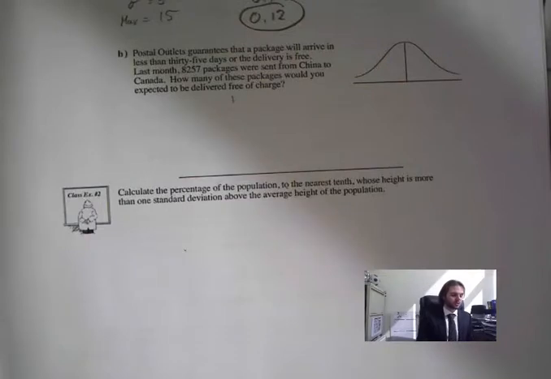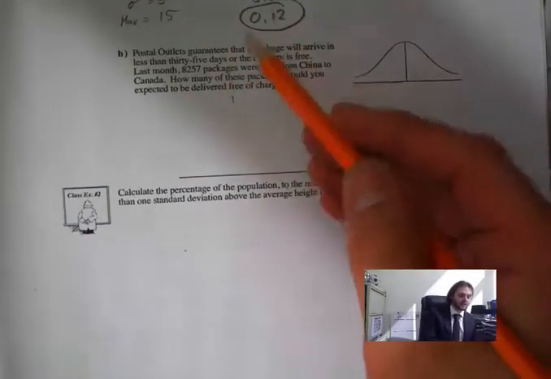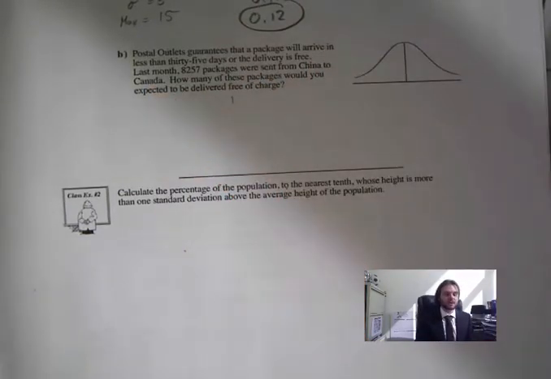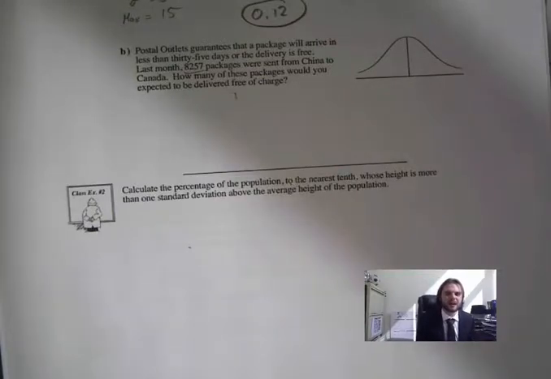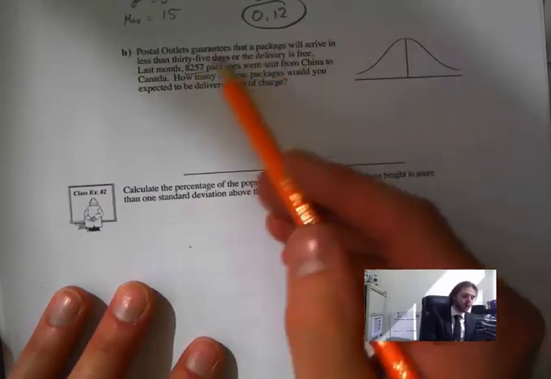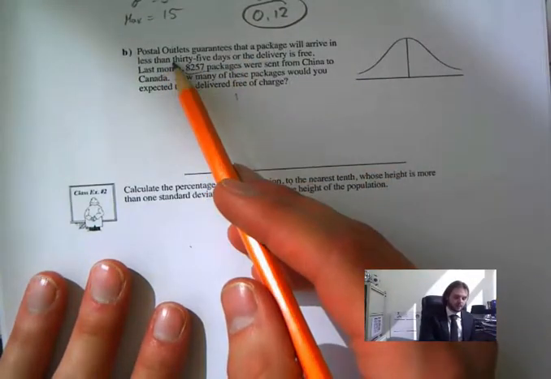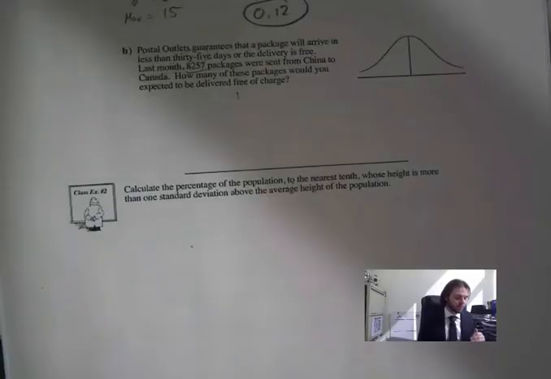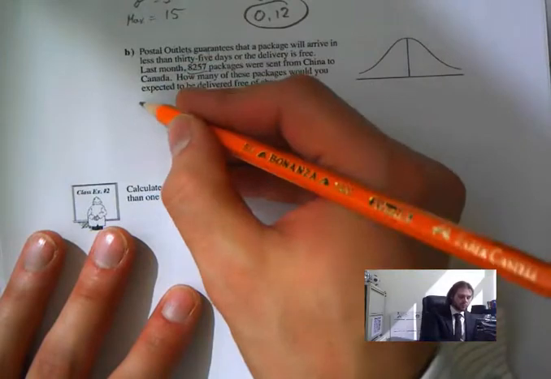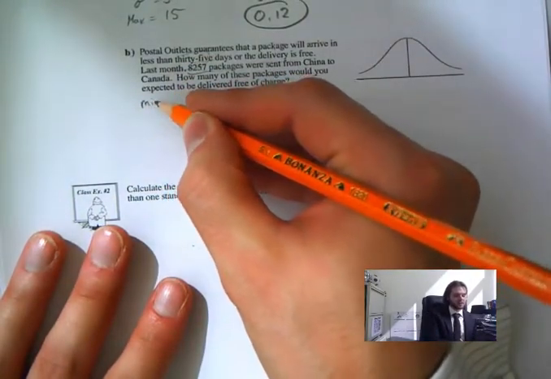It says postal outlets guarantees that the package will arrive in less than 35 days, or the delivery is free. We have 8,257 packages sent from China to Canada. How many of these packages would you expect to be delivered free of charge? Well, first of all, we have to find the probability that it will take 35 or more days, so I want my min to be 35.